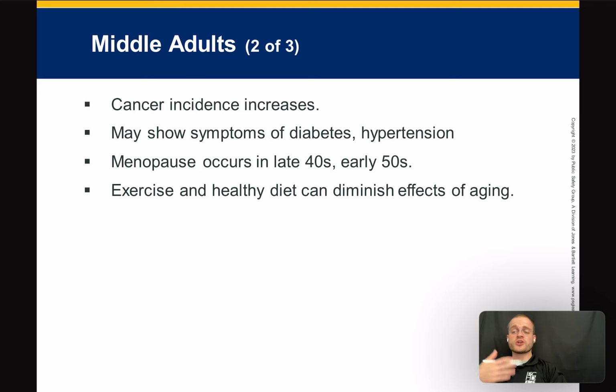I would say the biggest one is as we age, mutations start to occur, and bad genes have the chance to express themselves more frequently and get stopped less frequently. So you can start showing signs of diabetes and hypertension.